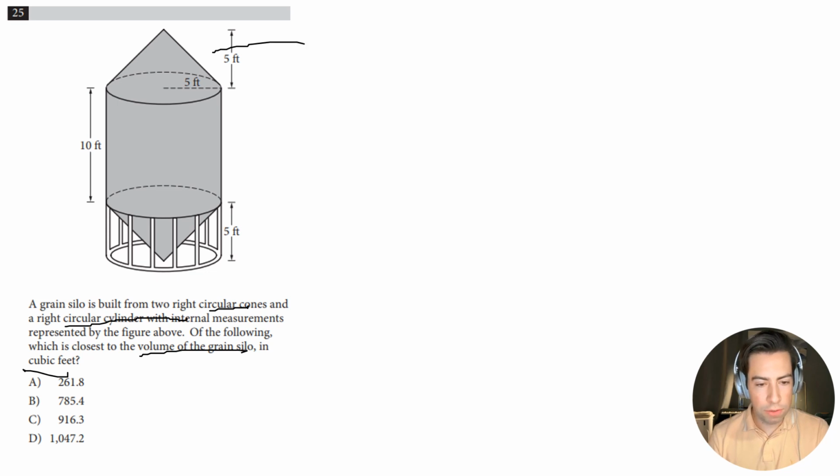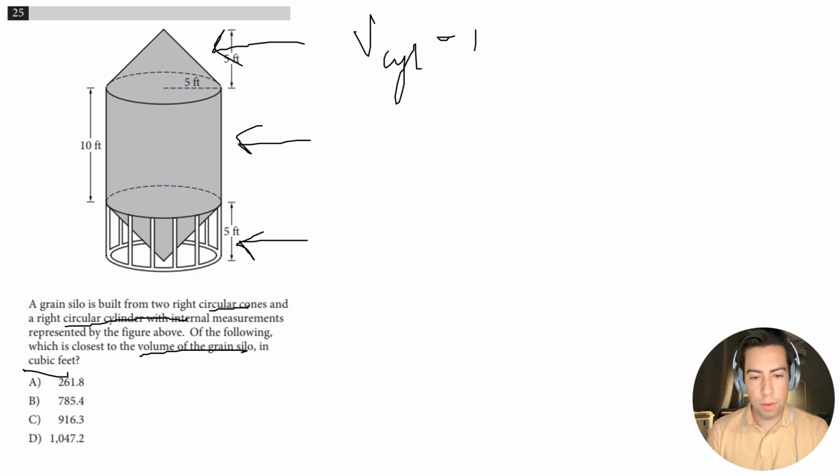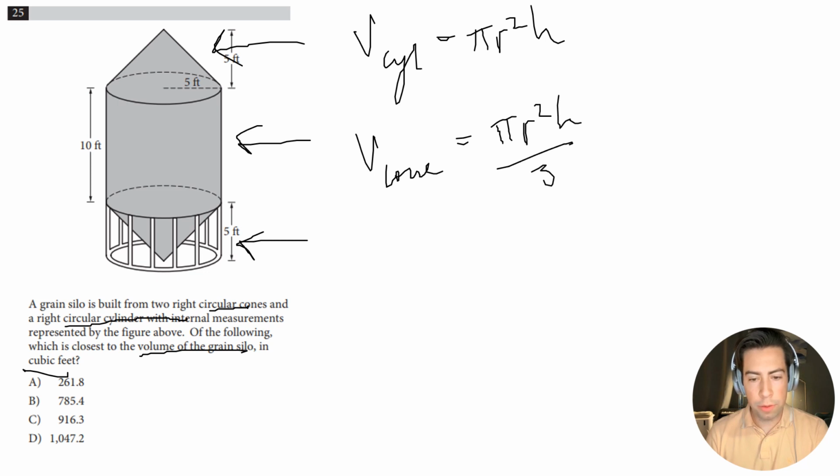All right, guys, so if we take the volume of this top part, the volume of this bottom part, and the volume of the middle part, we add them together, we should get the volume for the total thing. So let's go ahead, the volume for a cylinder, and they should give this to you on the SAT, it's going to be pi r squared times h, and then the volume of a cone is going to be pi r squared h divided by 3.